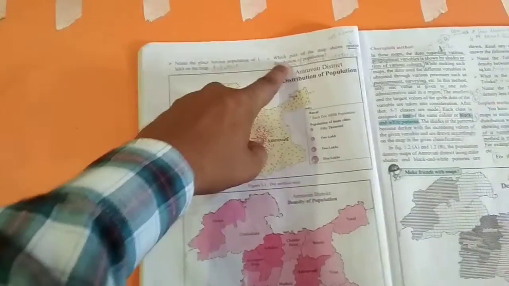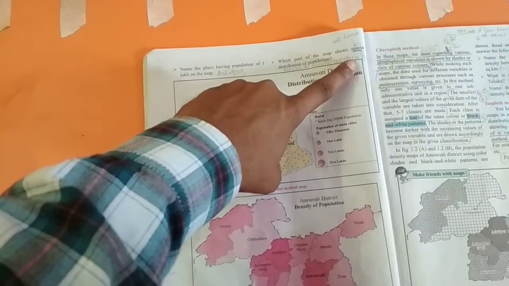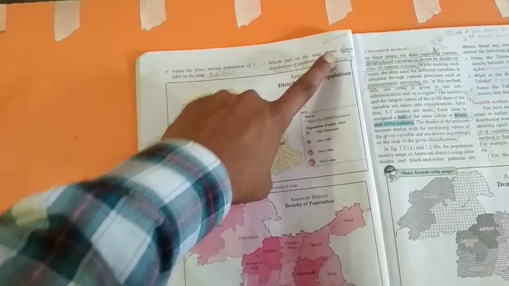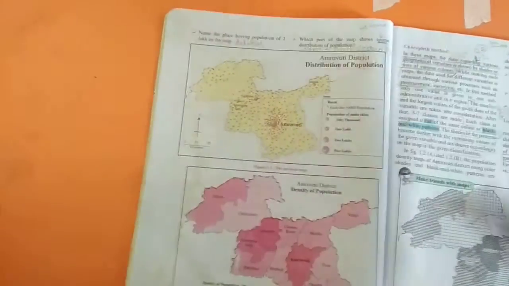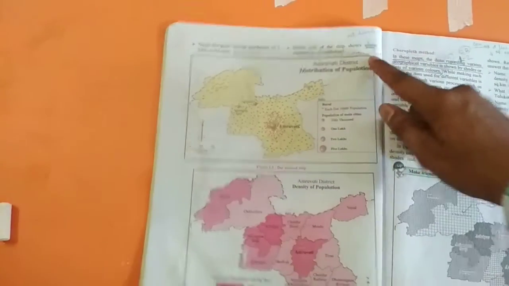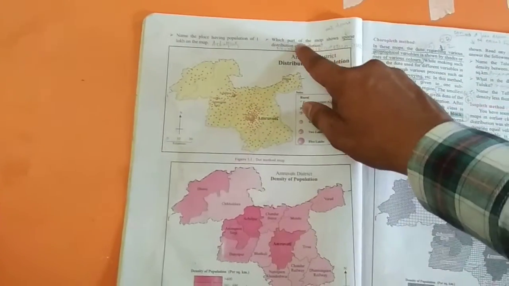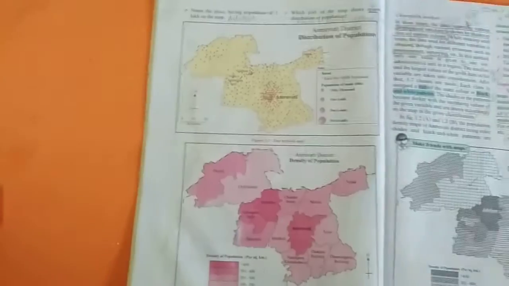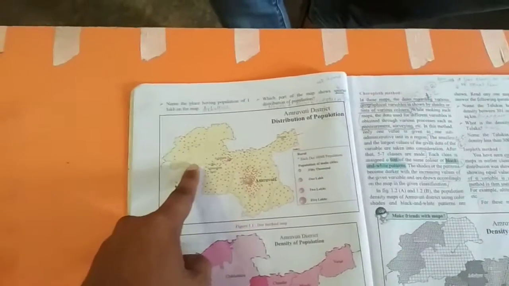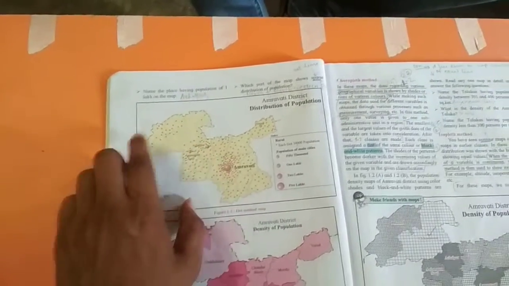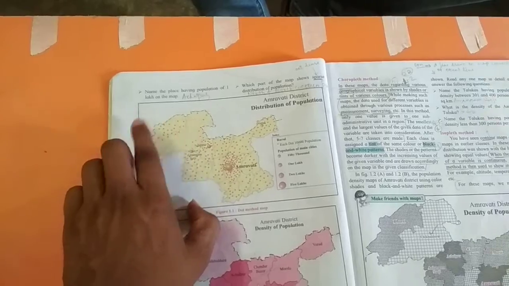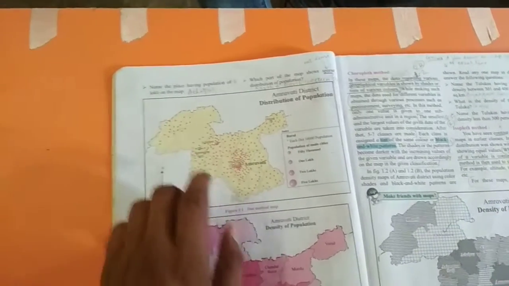Then number 3: which part of the map shows sparse distribution of population? Now what is sparse? Sparse means very thin population distribution, that means not dense. On which part of the map is the distribution of population sparse? As you see, that is Chikhaldara.